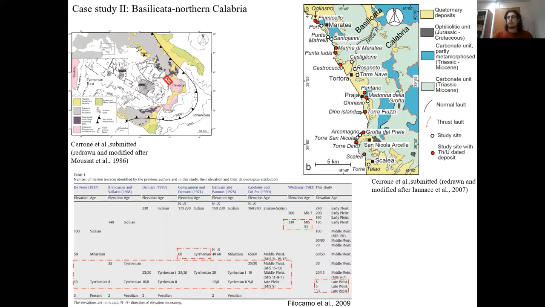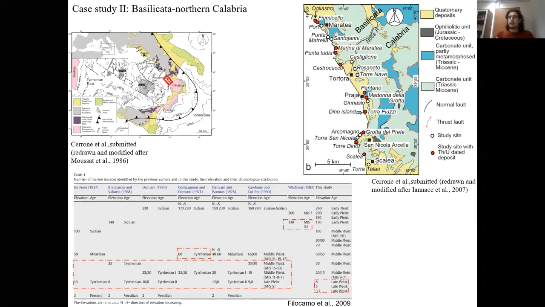Now let's move to northern Calabria in southern Italy. This is a key area because it's placed between the Campania coastal belt in the north, which, as we saw before, is considered stable, at least from the last interglacial, and southern Calabria, which on the contrary experienced a strong uplift. But the boundary between these two areas is not well defined.